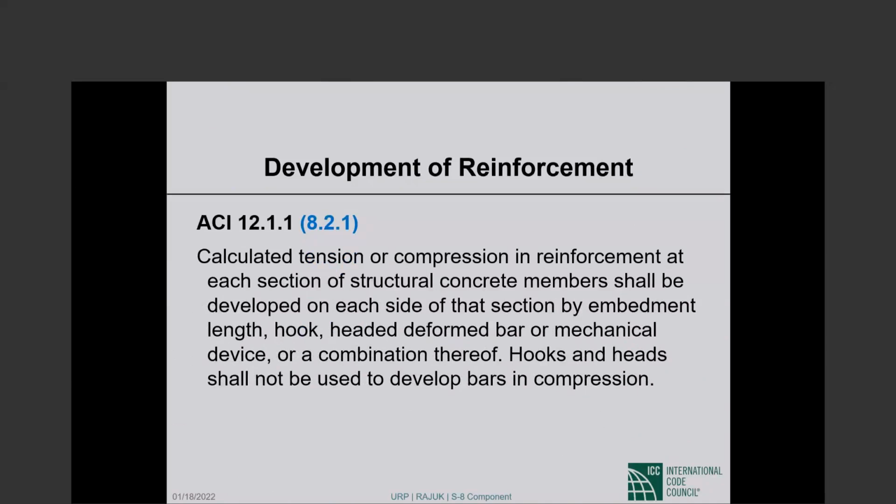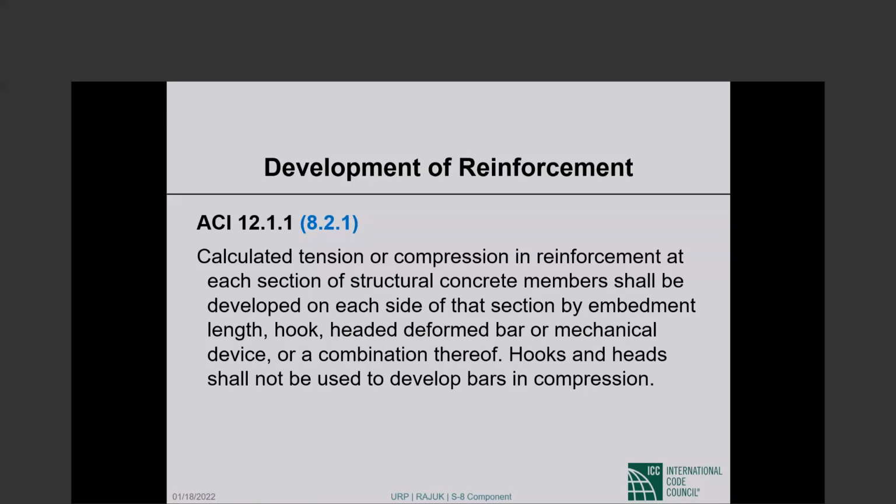Okay? So calculated tension or compression in reinforcement at each section of structural concrete members shall be developed on each side of that section. This is important. Calculated tension or compression in reinforcement at each section shall be developed on each side of that section by embedment length, hook, headed deformed bar or mechanical device, or a combination thereof. One way or the other, you have to develop the full stress.